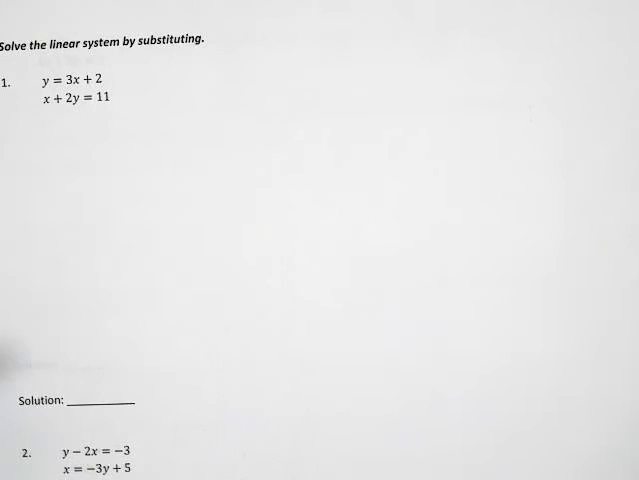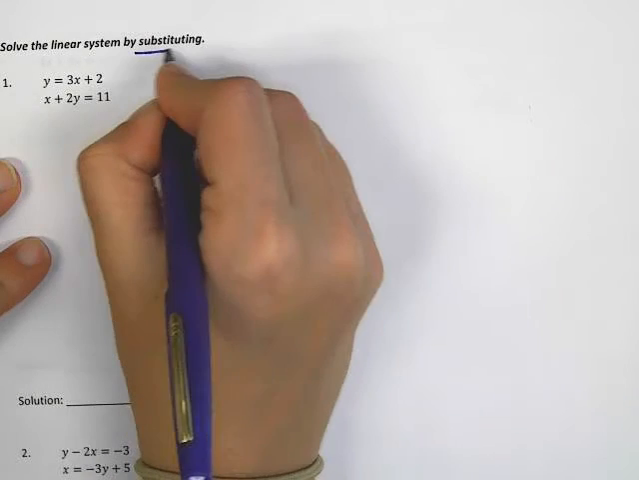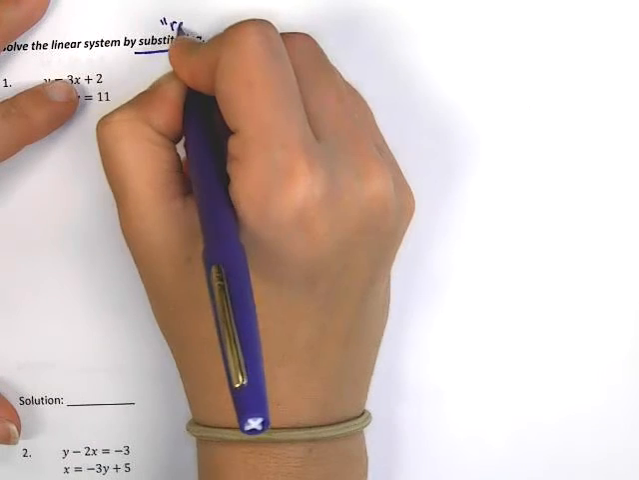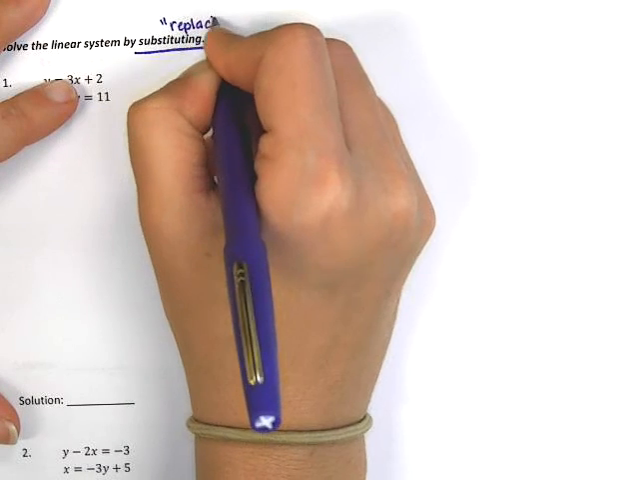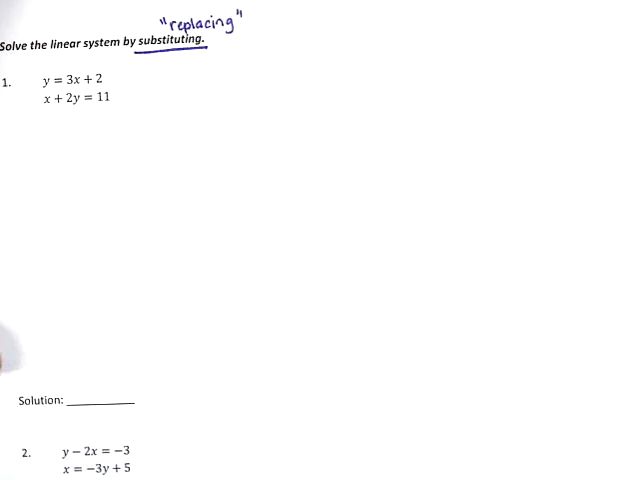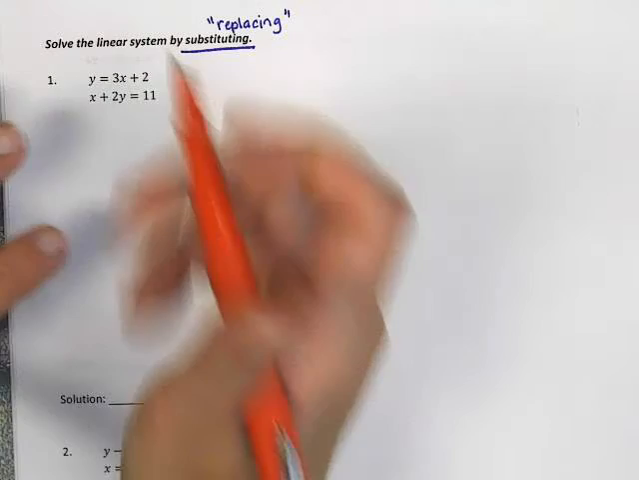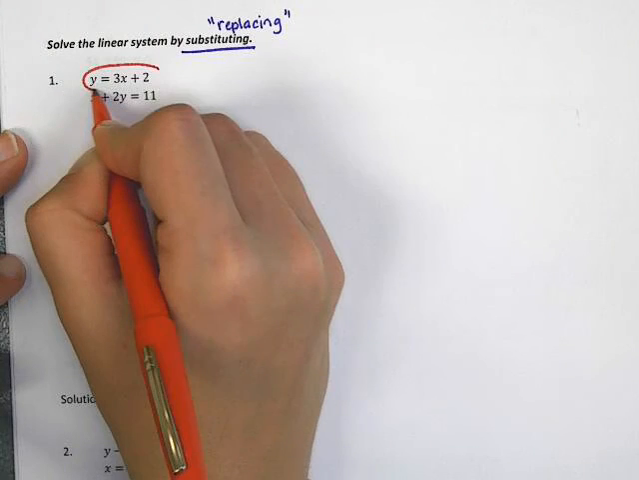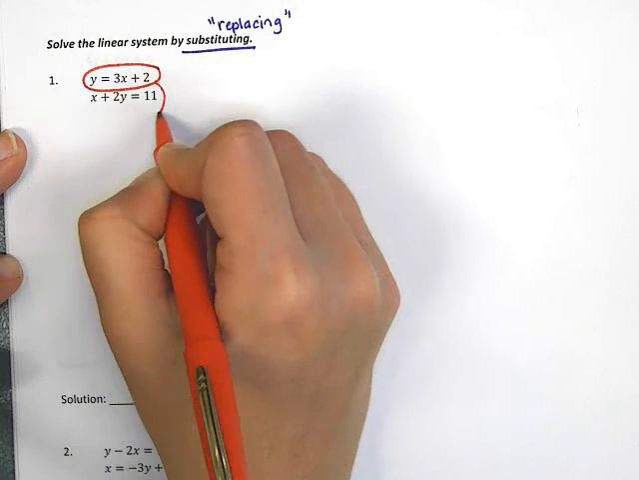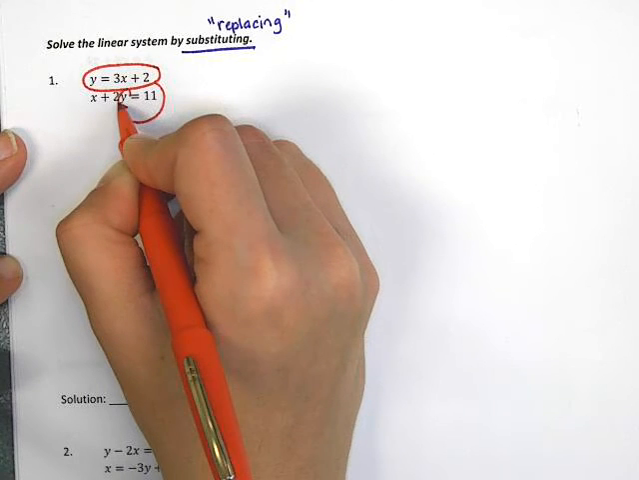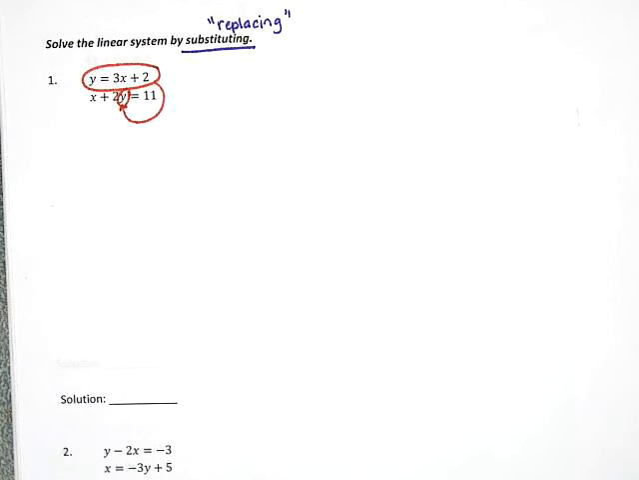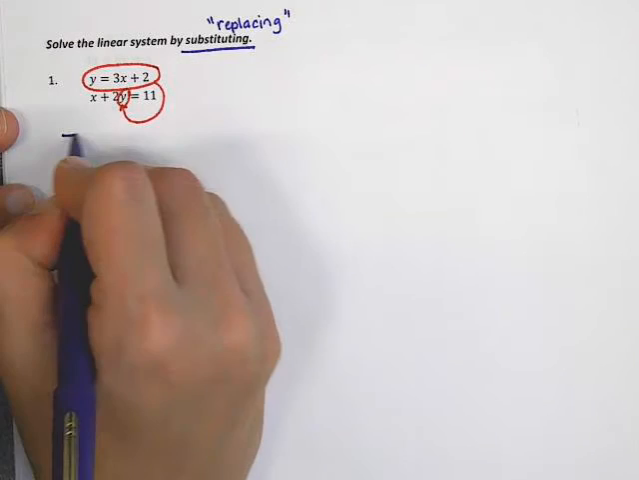So it says solve the linear system by substituting. When it says the word substituting, that is your clue that you're going to be replacing one of the variables in order to get rid of it. So if I look at these equations, I notice that in the first equation, the y is by itself. So what I'm going to do is take that stuff and plug it into the second equation instead of the y.